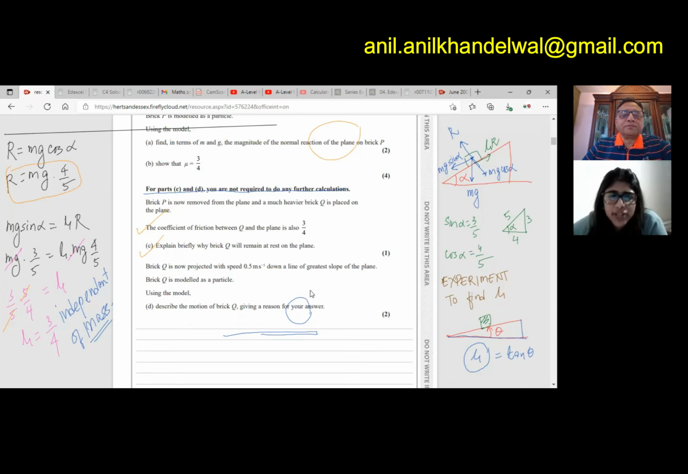Brick Q is now projected with a speed of 0.5 meters per second down a line of greatest slope of the plane. Brick Q is modeled as a particle. Using the model, describe the motion of brick Q, giving a reason for your answer. Brick Q is now projected with this much speed down a line of greatest slope. So that is the line of greatest slope. Is that clear to you? The slope is the same, right?